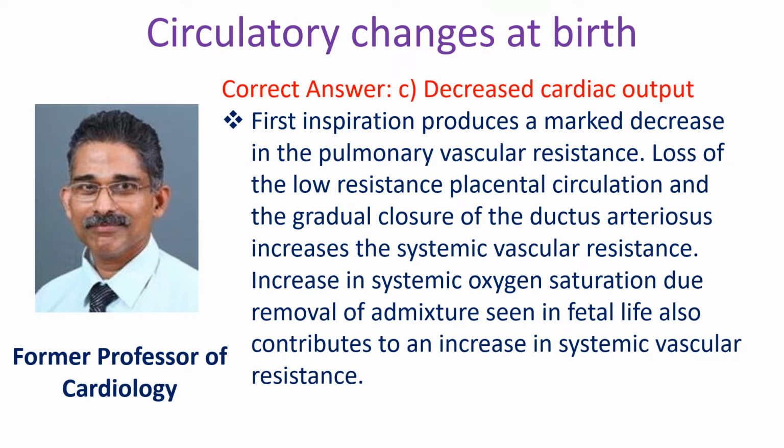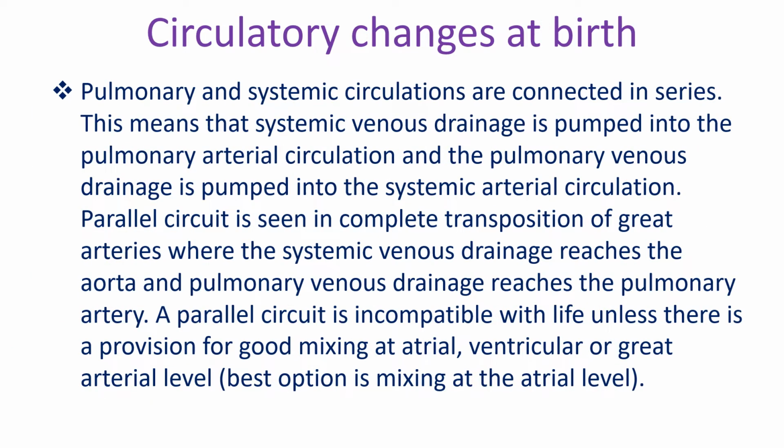First inspiration produces a marked decrease in the pulmonary vascular resistance. Loss of the low resistance placental circulation and the gradual closure of the ductus increases the systemic vascular resistance. Increase in systemic oxygen saturation due to removal of admixture seen in fetal life also contributes to an increase in systemic vascular resistance. Pulmonary and systemic circulations are connected in series. This means that systemic venous drainage is pumped to the pulmonary arterial circulation and the pulmonary venous drainage is pumped into the systemic arterial circulation.